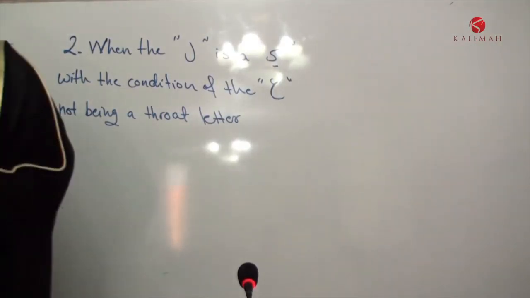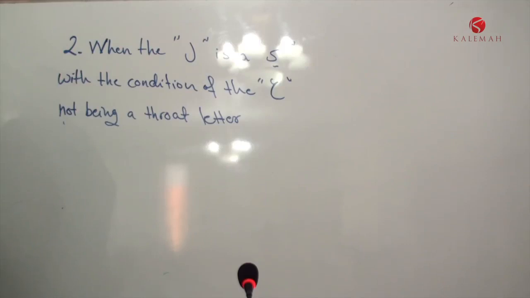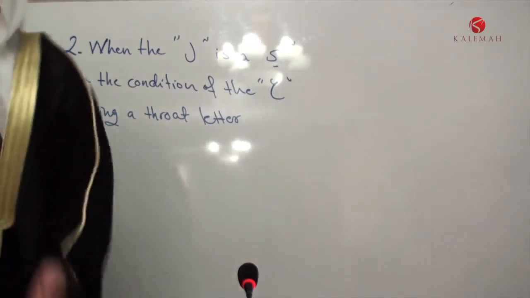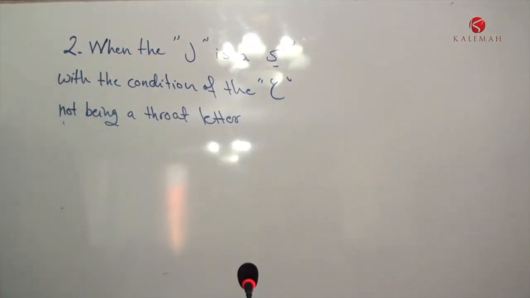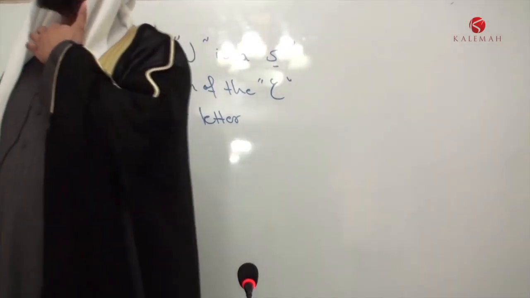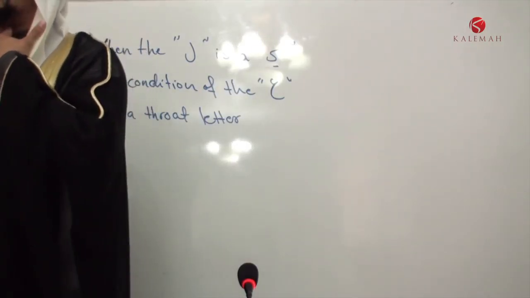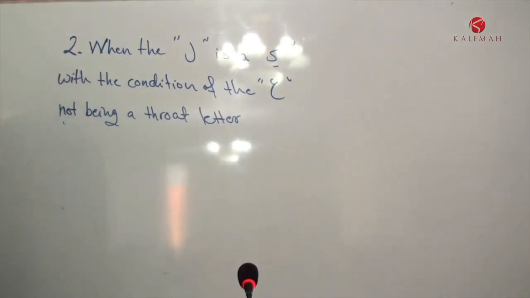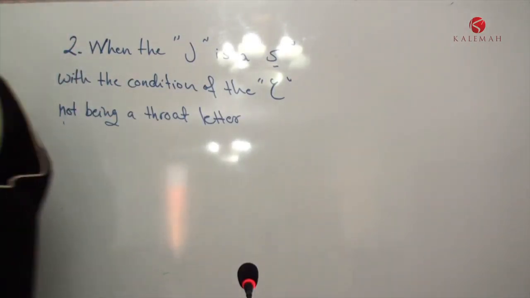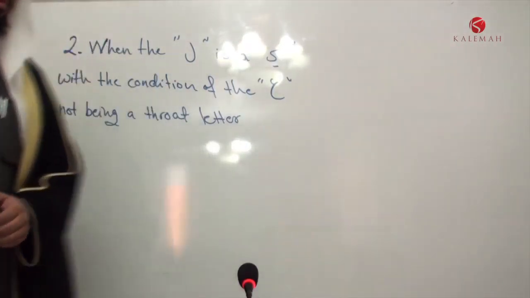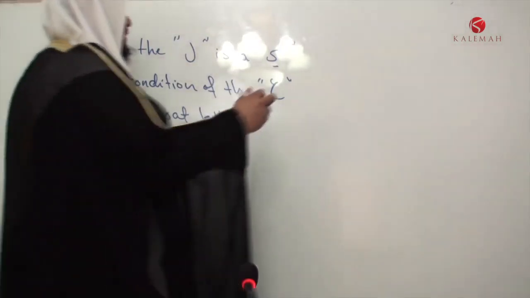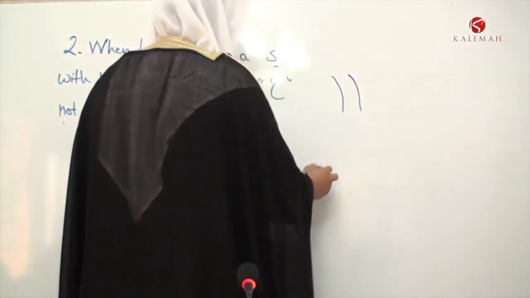And what are the throat letters? Start with the hamza. Hamza, ha, ayn, ha, or you can say hamza, ha, ha, ayn, ghayn, ha, if you follow the alphabetical order. But if you follow the order of where it is pronounced, the hamza comes first, then the ha, and the ayn, from the furthest to the nearest part of the throat, because the throat has three parts.